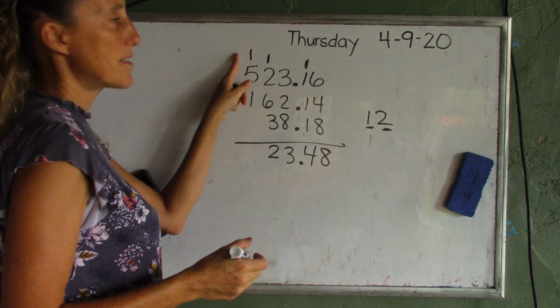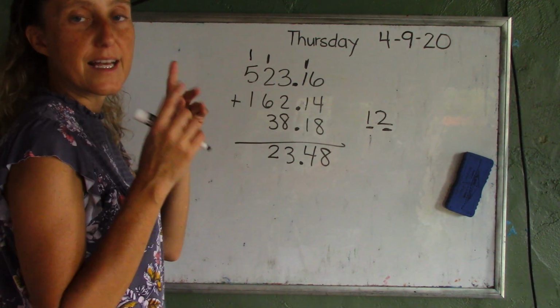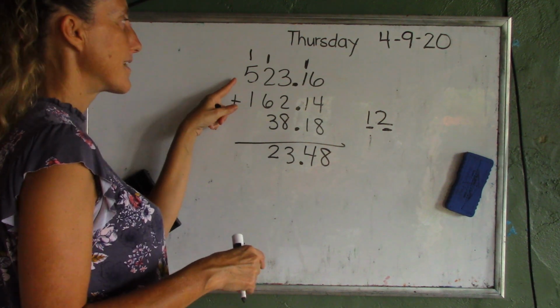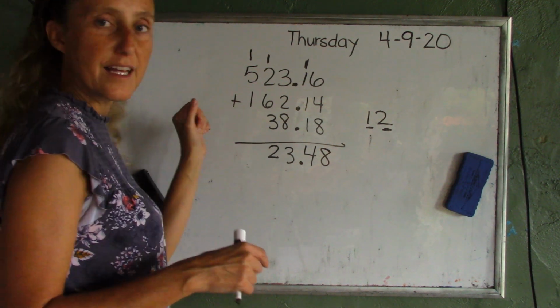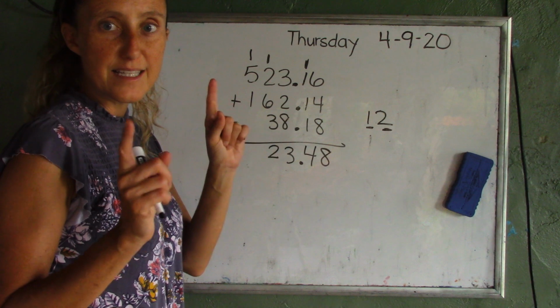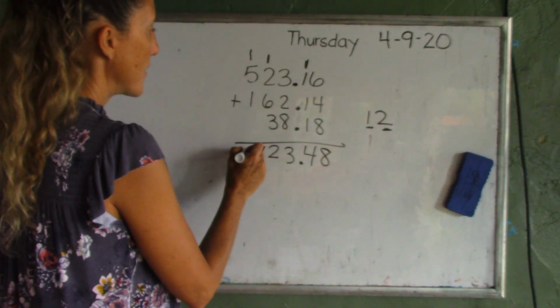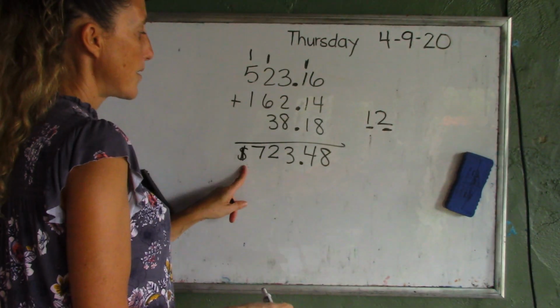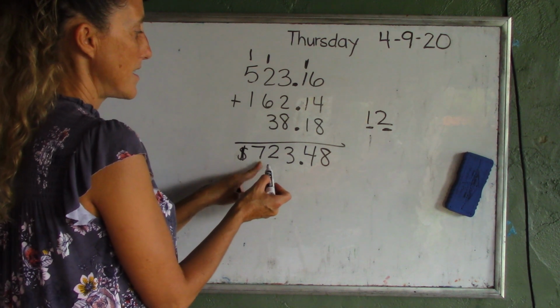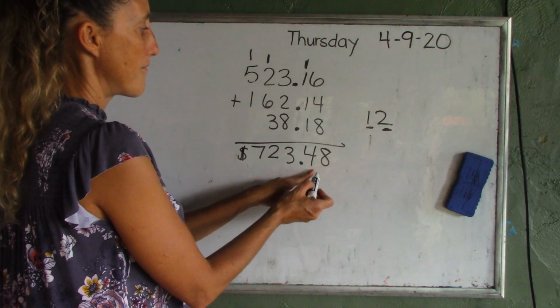What's 5 plus 1? 6. You got it. And just 6 plus 1? 6 plus 1 is 7. Woo! And we put money, so put our dollar sign. We have $723.48.